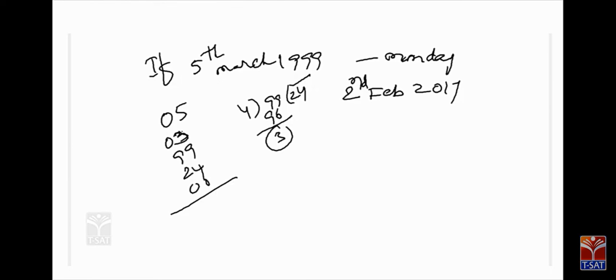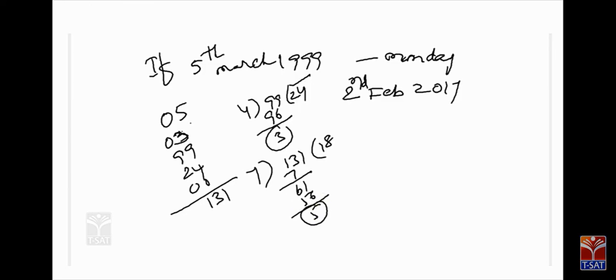Add all those things. When you add them, what value do you get? Simply you will get 131, correct? 5 plus 3 is 8, 8 plus 9 is 17, plus 24. So 131 is the total sum. What you have to do is divide 131 by 7. 7 ones are 7, here 61, 7 eights are 56. So 5 is the remainder.